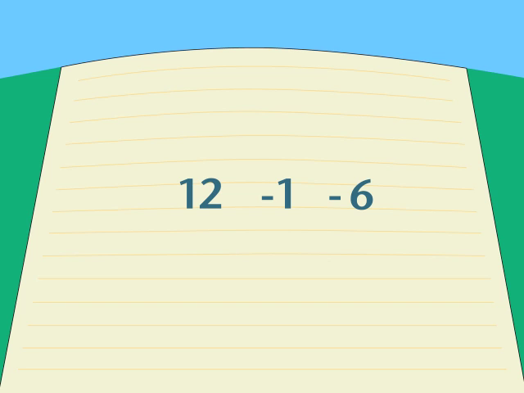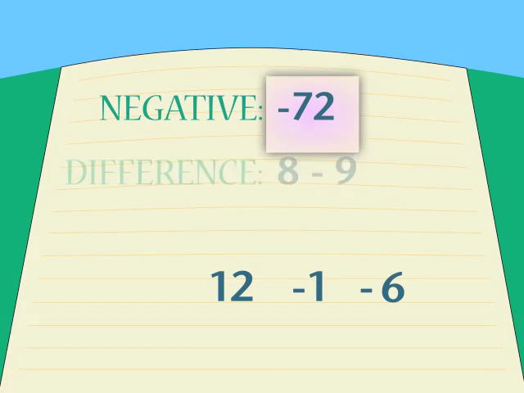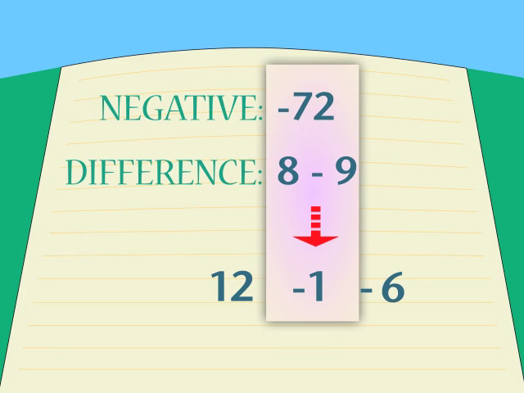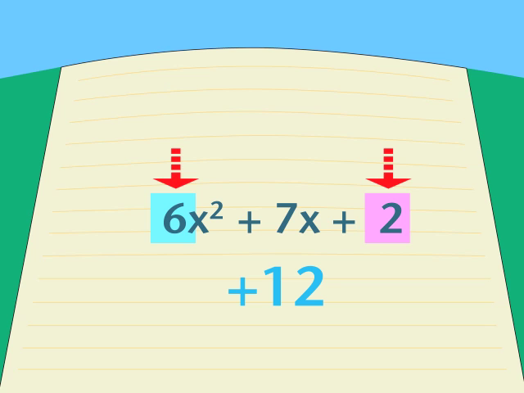When we multiplied our first and third coefficients, 12 and -6, we got -72, and we looked for two factors with a difference of 1. That is, a difference equal to the middle coefficient, in this case, -1. Sometimes multiplying the first and third coefficients will give you a positive product. 6 times 2 gives us a positive 12 in this example.